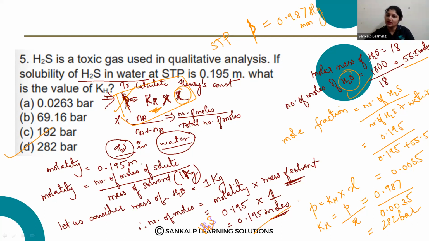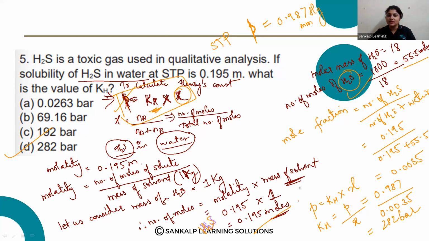Then we get the number of moles of water. You know the molar mass of water. The mass of water is given in kg, so it is 1000 divided by 18, molecular mass being 18. So we get 55.5 moles. So how do you calculate mole fraction? Number of moles of component A divided by the total number of moles of components A and B. So that is 0.195 divided by 0.195 plus 55.5. It gives you the mole fraction, that is 0.0035.